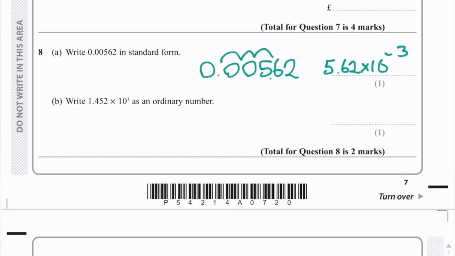And the next one, 1.452 times 10 to the 3 is an ordinary number. I'm going to rewrite this again, so 1.452, 10 to the power 3, so it's getting bigger, 1, 2, 3, 1,452. Okay, and on to question 9.